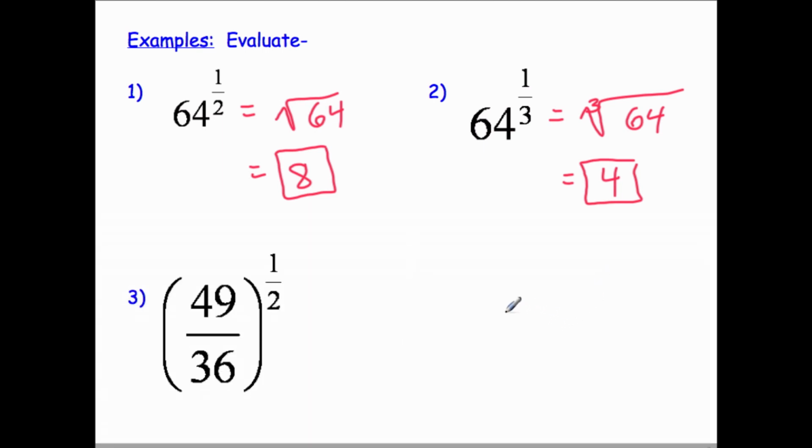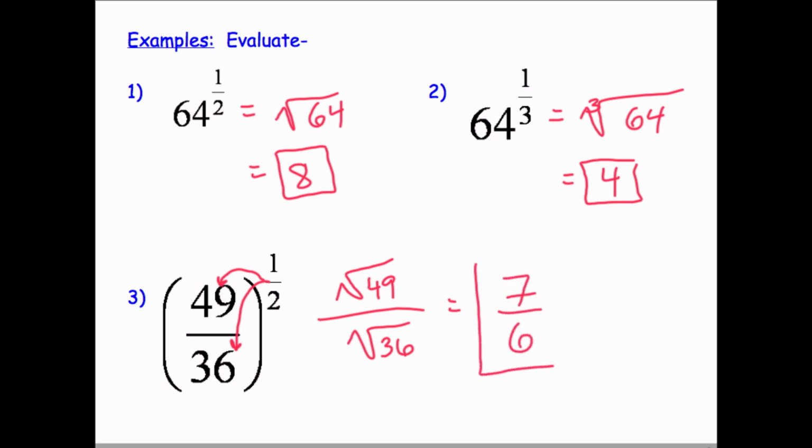So our third one here, we have a fraction in the brackets and all of that raised to a power of 1/2. Remember that if we have these powers outside of brackets, it gets shared with everything inside of it. So it's going to go to the numerator and to the denominator. So this is really asking us the square root of 49 over the square root of 36. And then we can say that that is 7/6.